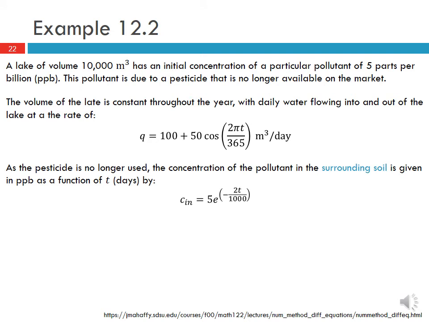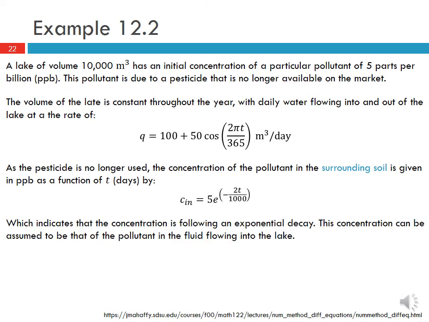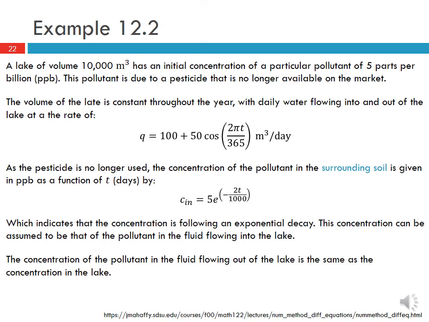So as the pesticide is no longer used, the concentration of the pollutant in the surrounding soil is given as this exponential decay, which we can call C in, equal to 5e to the minus 2t over 1,000. And so this indicates that the concentration follows an exponential decay, and this concentration can be assumed to be that of the pollutant in the fluid flowing into the lake. And then the concentration of the pollutant in the fluid flowing out of the lake is the same as the concentration in the lake. So we want to know what is the concentration of this particular pollutant in the lake after 2 years.